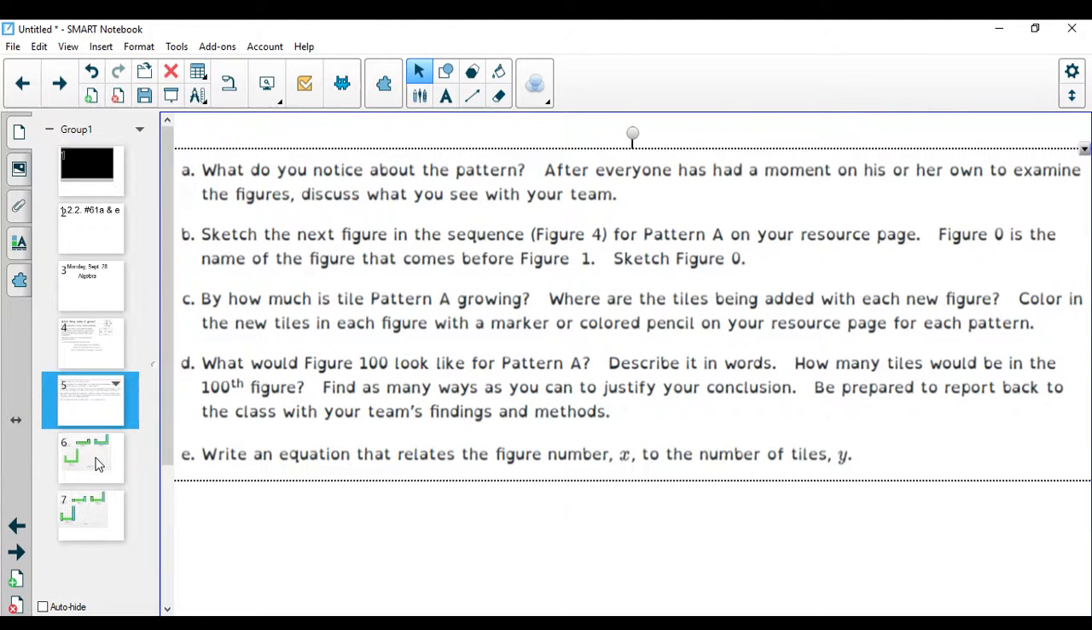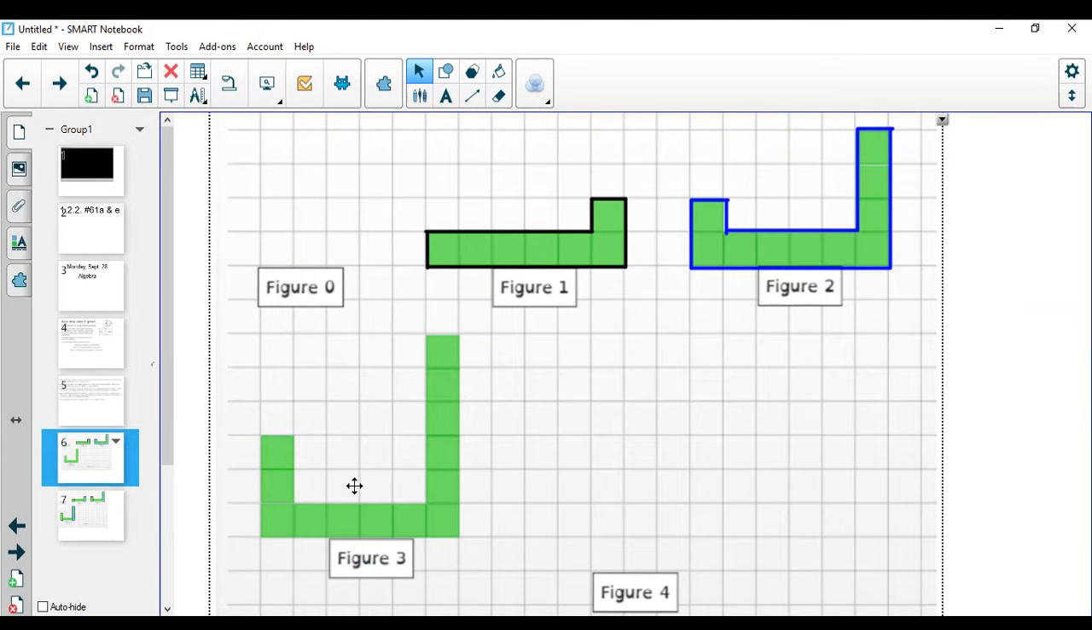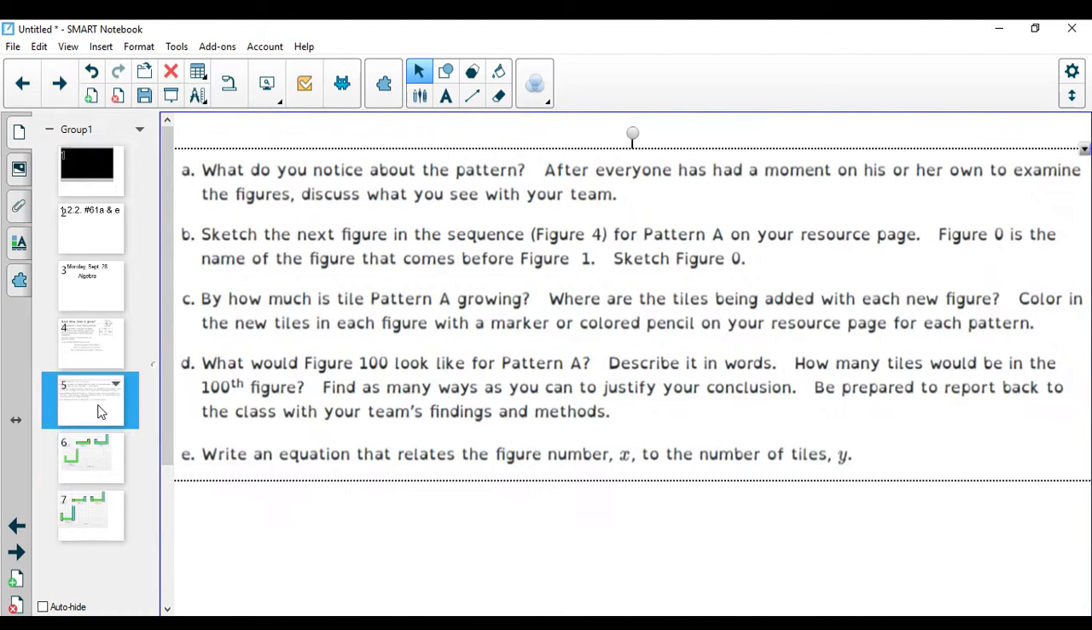So you're going to be given a tile pattern that looks like this. You're going to want to answer the following 5 questions. What do you notice about the pattern? Sketching figure 0 and figure 4. Deciding how much the pattern grows by. Where specifically the tiles are being added. And then how would you predict what figure 100 would look like and how many tiles would be in it? If you can do that, you're going to be able to come up with the equation for letter E.